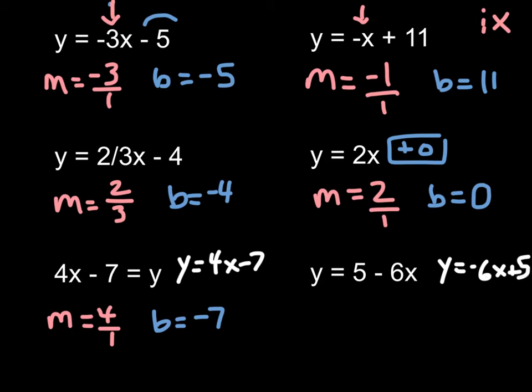Again, if you wanted to. If you think you could do it without it, that's fine as well. The slope is negative 6, or negative 6 over 1, because the slope is the coefficient of x, the number in front of x, and our y-intercept is 5.